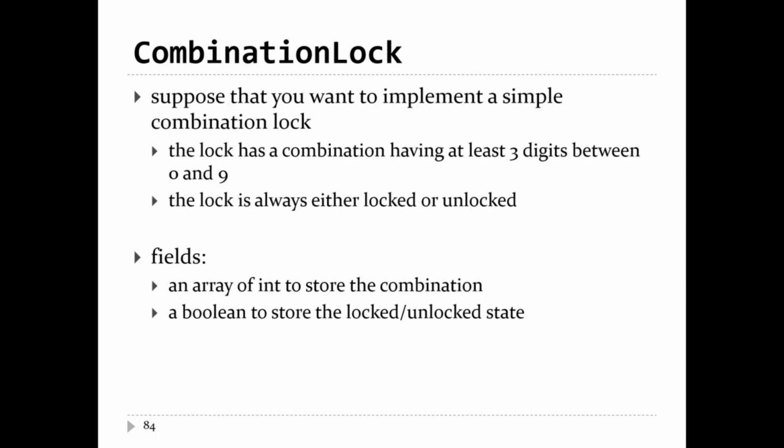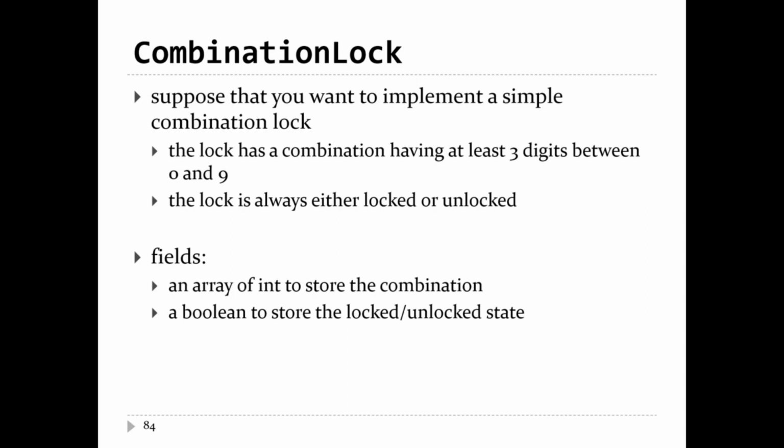Okay, so I want to implement a class that represents a combination lock, right? So this is just a simple combination lock with some dials, and the dials have numbers between 0 and 9 on them, right? And so it'd be like an inexpensive combination lock that you would use to lock up a kid's bike, for example. So we're going to have a lock that has a combination that has at least 3 digits, but it can have more. So it has a variable, potentially non-constant number of digits. And furthermore, the lock is in either one of two states. It's either locked or unlocked.